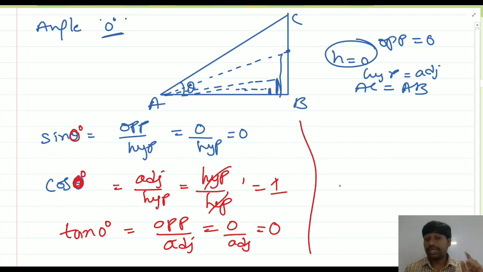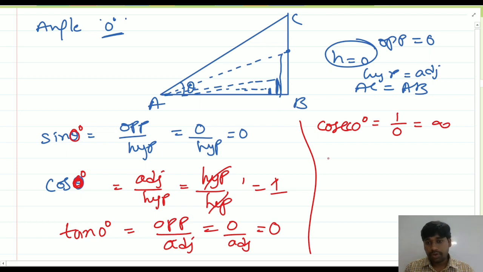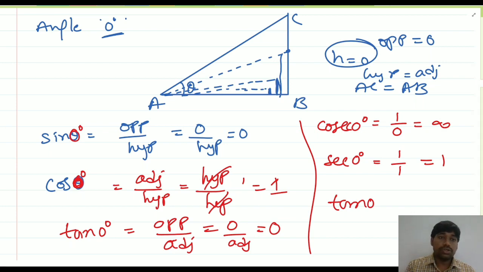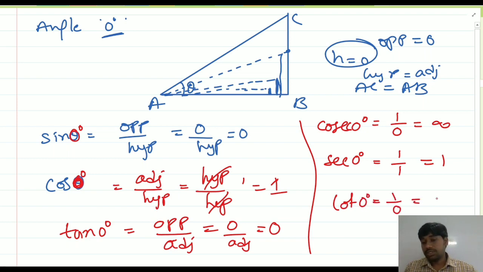Okay, I hope you understood. If not, recall the concept which is inbuilt in the triangle. Okay, next cosec 0 degrees. Cosec 0 is 1 by 0, which is infinity, not defined. Okay, sec 0 is 1 by 1, which is 1. Next, cot 0, not tan 0, cot 0 is 1 by tan 0, so it becomes infinity. Okay, in this way for 0 degrees.